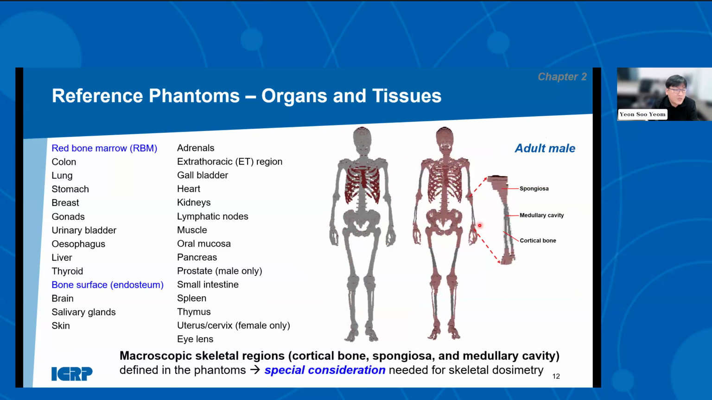Despite such difficulty, at least the reference phantom defined the macroscopic skeletal regions: the cortical bone, spongy bone, and medullary cavity. So we consider this microscopic skeletal region as a homogeneous mixture of the various microscopic skeletal tissues, such as the bone marrow and bone surface. Given this situation of the skeletal system of the reference phantom, we need to consider a special approach for the skeletal dosimetry calculation using the reference phantom, which will be explained more later. And as a result, the absorbed dose to all the necessary organs and tissues can be calculated using the reference phantom.